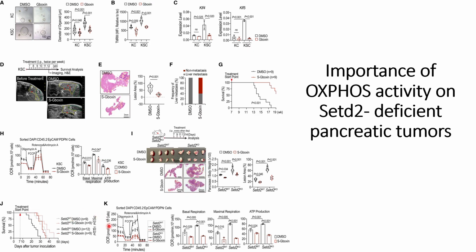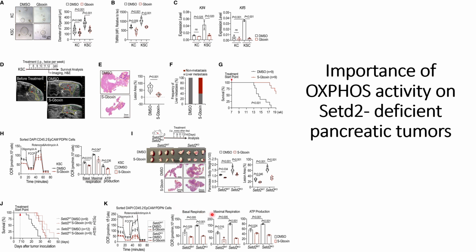And they checked the oxygen consumption rate in all these cases, and they found that in the case of SG-boxin, in SETD2 wild type and SETD2 knockdown, it goes down compared to their respective control cases, indicating that SG-boxin is doing its function of inhibiting OXPHOS in the pancreatic tumor cells.